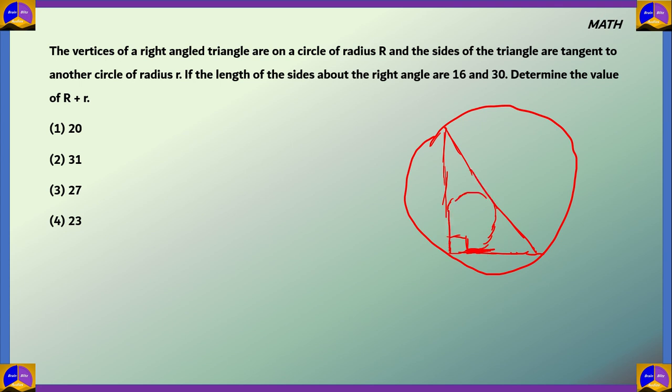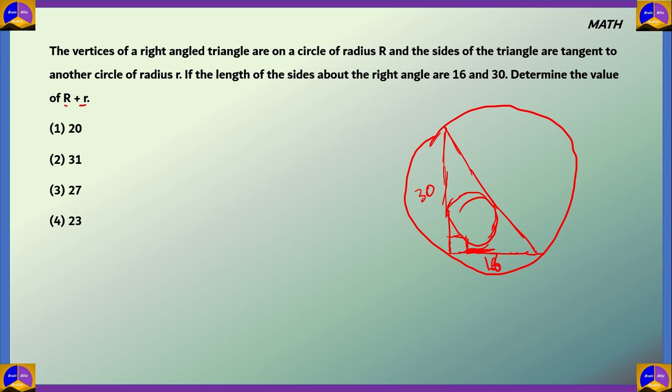So here, this is the circle and this is the right angle. Now we're given that the length of the sides about the right angle are 16 and 30. So let this be 16 and this be 30, because these are the sides near the right angle. From this we need to determine the value of R, that is capital R, plus small r.